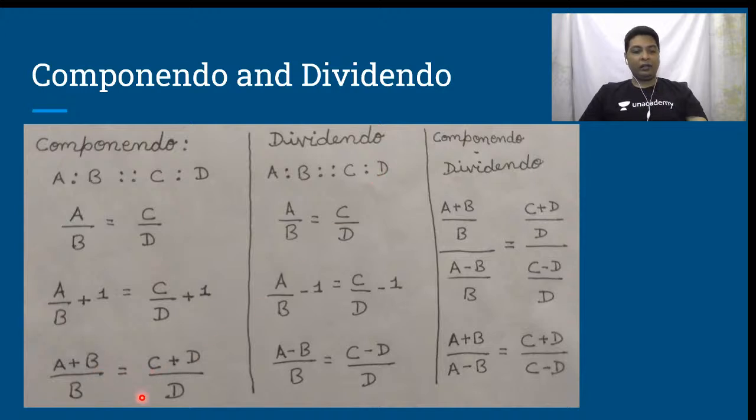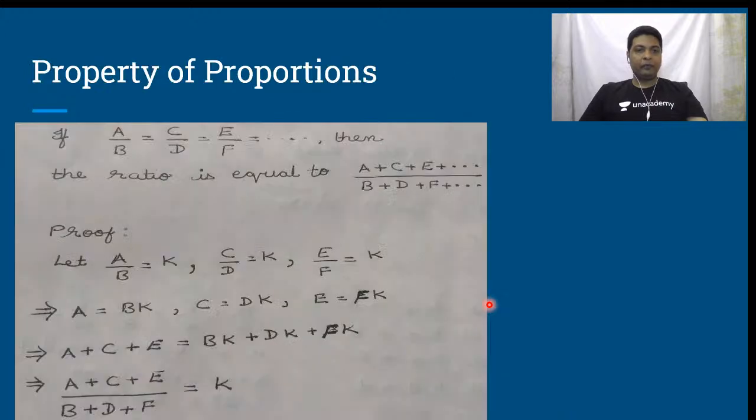If you take this equation and that equation, and divide one by the other, we get A plus B by A minus B is equal to C plus D by C minus D. This is also called componendo dividendo. Is that clear? Next is the property of proportions.